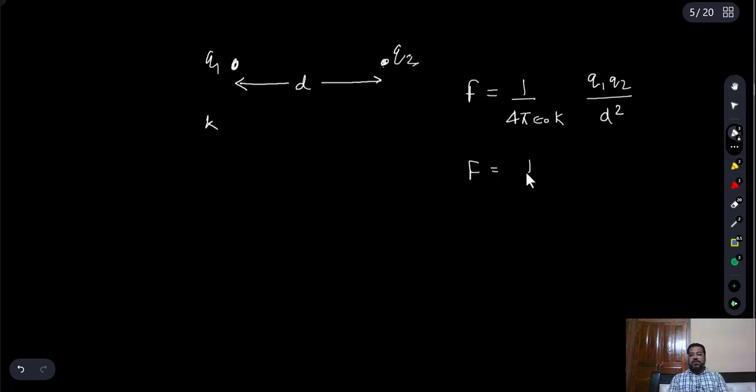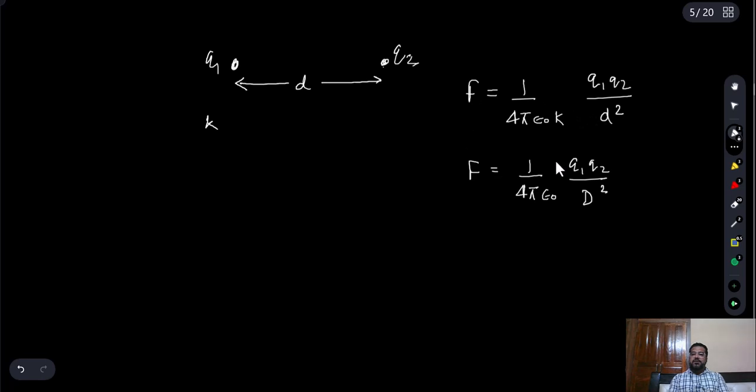So we are not changing the force. In that case, it is 1 over 4 pi epsilon naught only, q1 q2 over, now the distance will be somewhat different, so let us represent it by capital D, capital D square. We just need to find what the value of capital D should be in terms of the other parameters given to us.